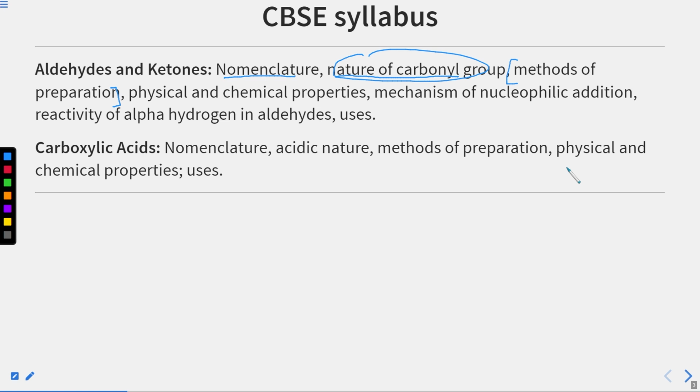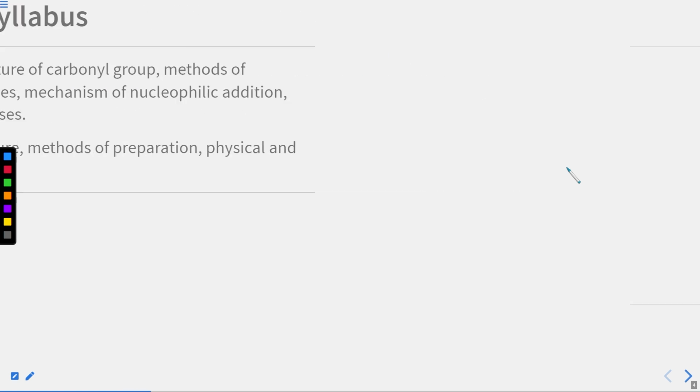And coming back to the chemical properties, which I told you I will cover in the next class, that will be covered in the next class, that is, in the 4th lecture.